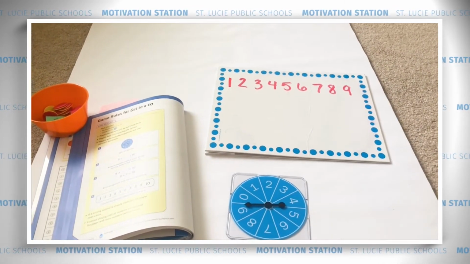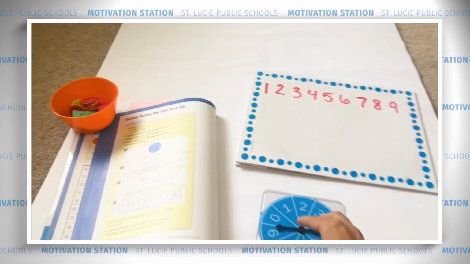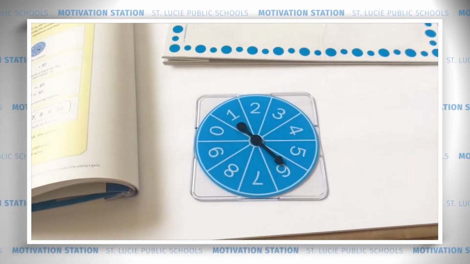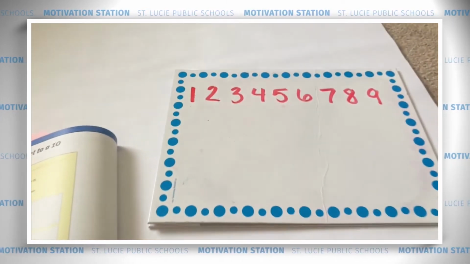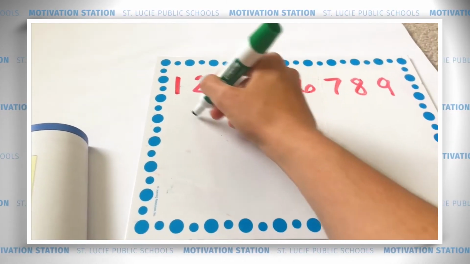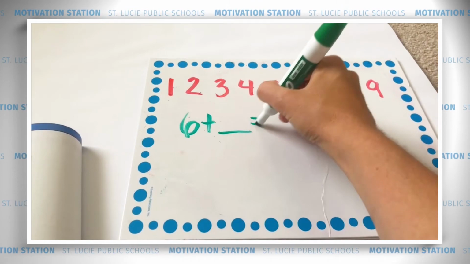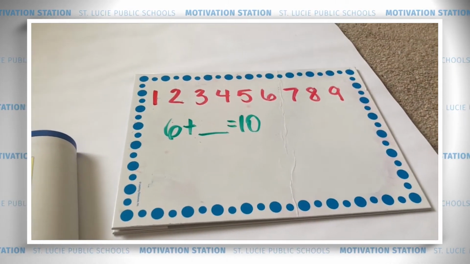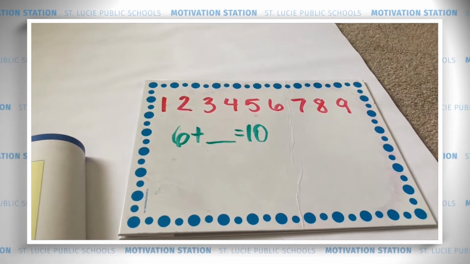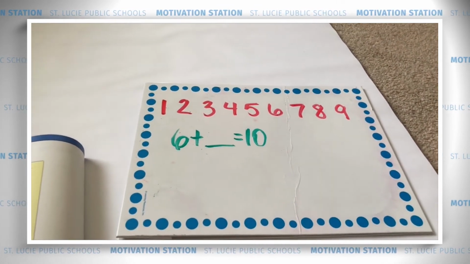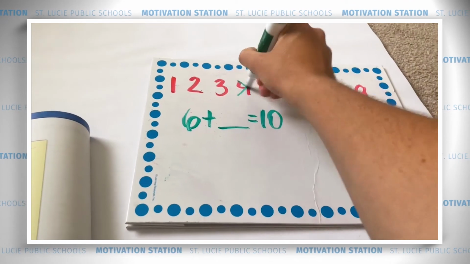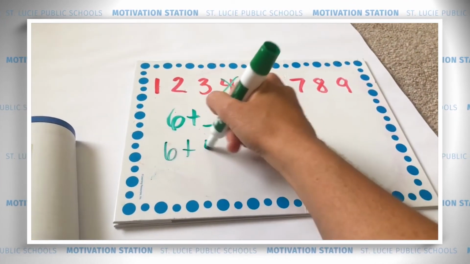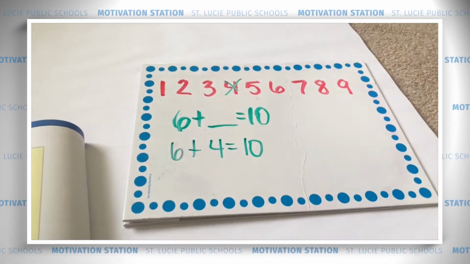I'll go first. So let's suppose that I spin a 6. Let's just pretend I spin a 6. Okay? There I spun. And so I'm going to write 6 plus blank equals 10. Now I write the equation and I mark 4 with an X. I have captured 4 because I know that 6 plus 4 equals 10.